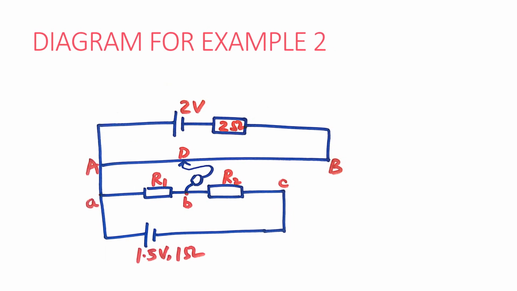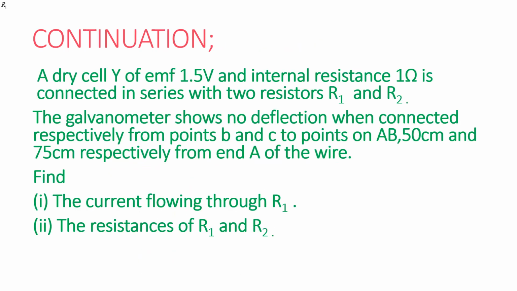This is the diagram relating to the question that I have just read. The question says a dry cell Y of EMF 1.5 V and internal resistance 1 ohm is connected in series with the two resistors R1 and R2.